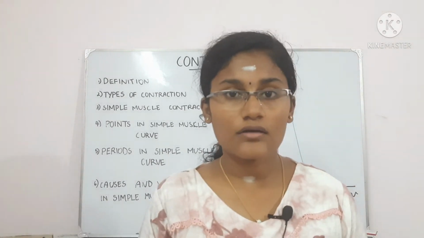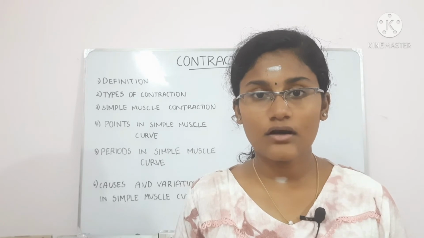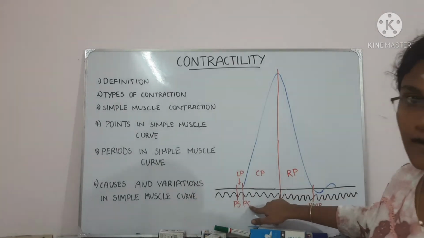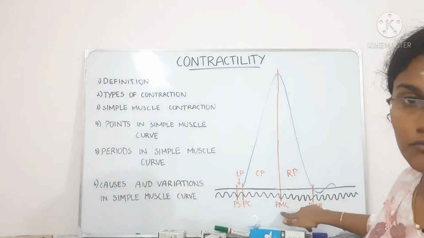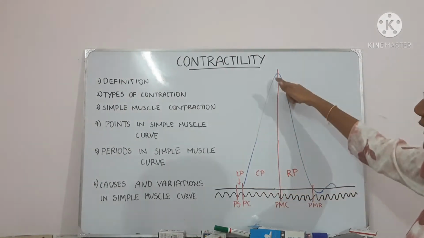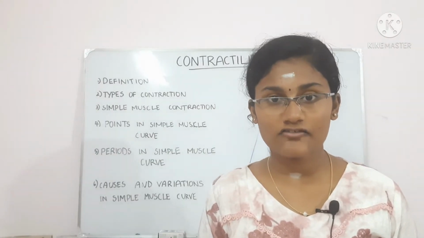Okay, so now let's talk about the contraction period. During the contraction period, the muscle contracts, and this period is present between the point of contraction and the point of maximum contraction. As you can see, during the contraction period, there is an upward deflection of the curve. So this confirms that the muscle is in contraction.